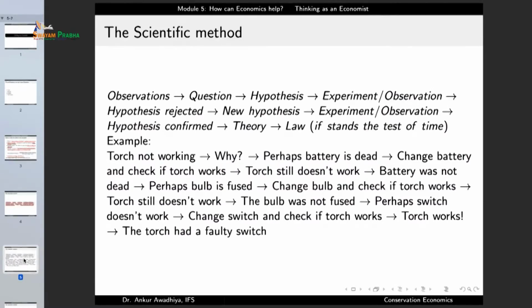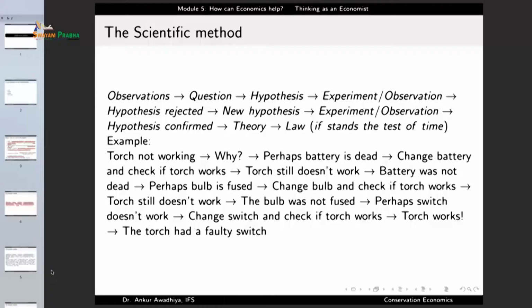Another example from a very different field is that suppose you have a torch and this torch is not working. How do you apply the scientific method? Now, remember that the scientific method's aim is to help you get to the correct conclusion. So your torch is not working, and there could be n number of things that are wrong with the torch. Probably the batteries have died out, probably the bulb has gotten fused, probably the switch is not working, probably the wires are broken. There could be a number of things.